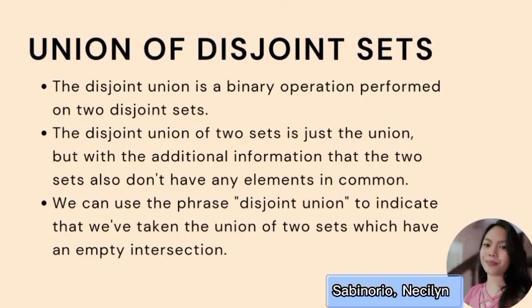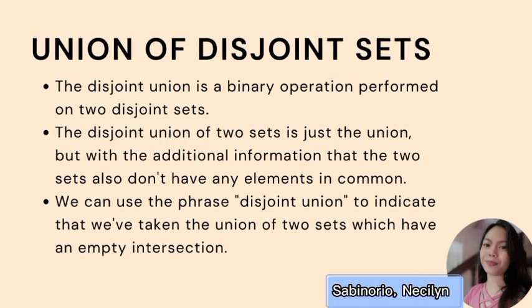Union of disjoint sets. The disjoint union is a binary operation performed on two disjoint sets. When we say binary operation, it is an operation or rule that combines two real numbers or elements to produce another real number or element in sets. So the disjoint union of two sets is just the union, but with the additional information that the two sets also don't have any elements in common.